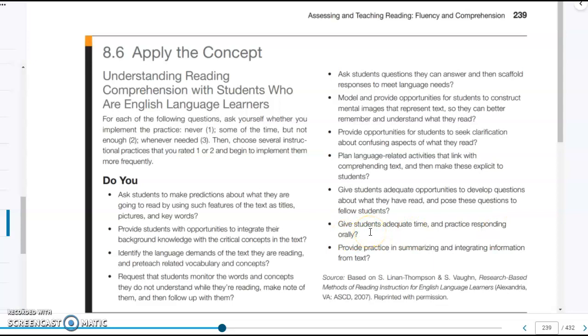So if you ask them a question, especially for your ELLs and your students with learning and/or behavioral problems, you want to make sure to give them that wait time so they can process the question first and then give you that answer.